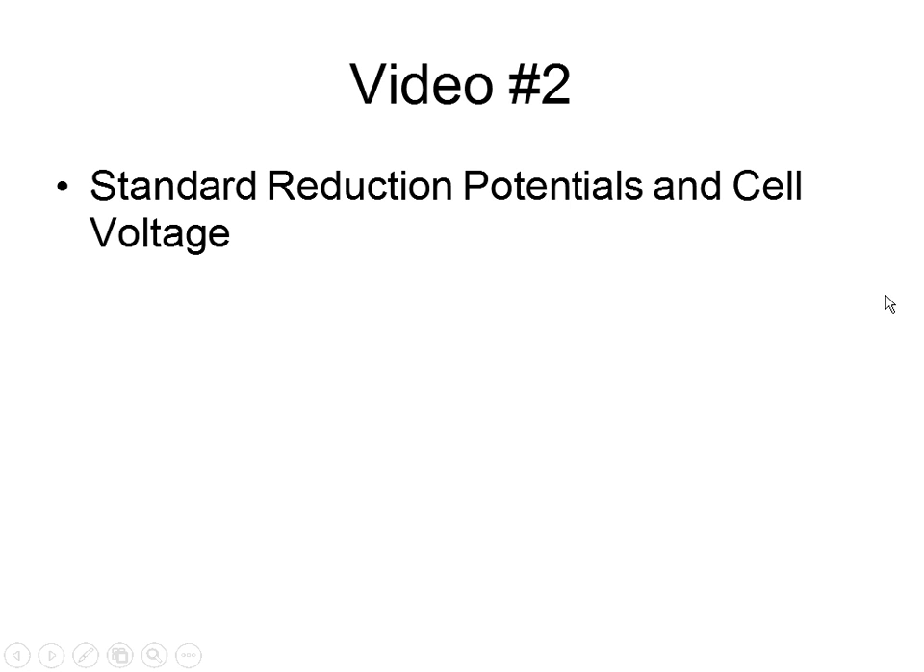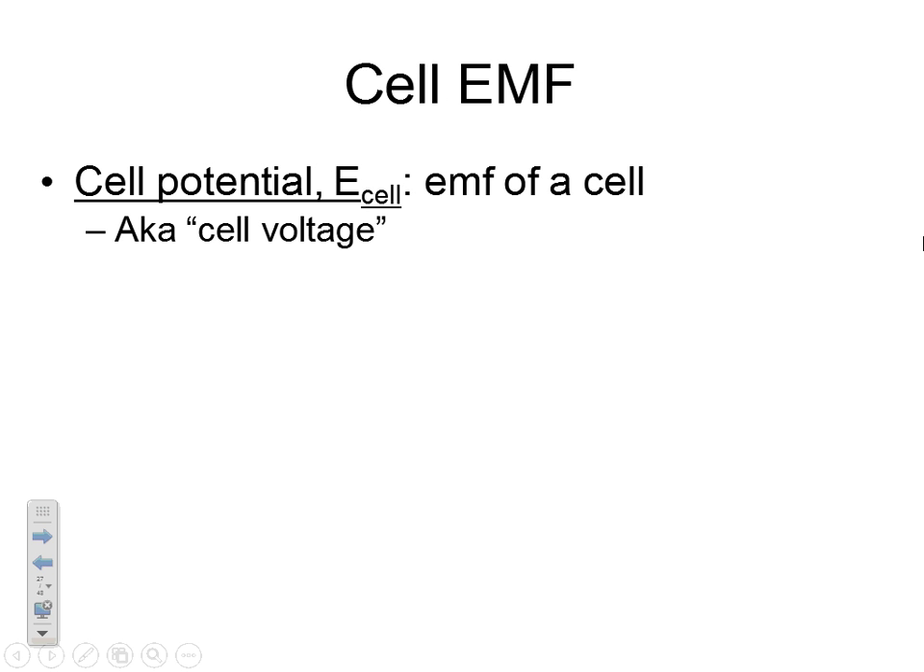This is our second video in the electrochemistry series on standard reduction potentials and cell voltage. First up, cell potential. What is it? Well, you're going to hear this phrase cell potential a lot in this unit. It is sometimes referred to as cell voltage, and that's exactly what it is. Sometimes you will also hear it referred to as the EMF of a cell. It is the amount of voltage that a cell is either capable of producing or the amount that would need to be applied to make it run.